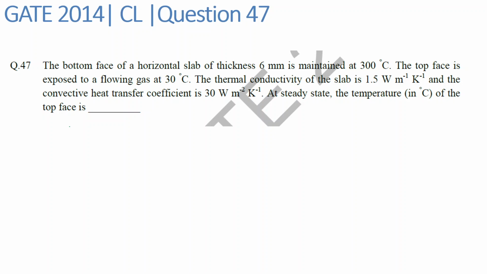So let's look at the other question. This question is from GATE 2014, question number 47. In this question we have been given that the bottom face of a horizontal slab of thickness 6 mm is maintained at 300 degrees Celsius. So consider this a horizontal slab, and here the thickness is given as 6 mm, and the bottom face is maintained at 300 degrees Celsius.